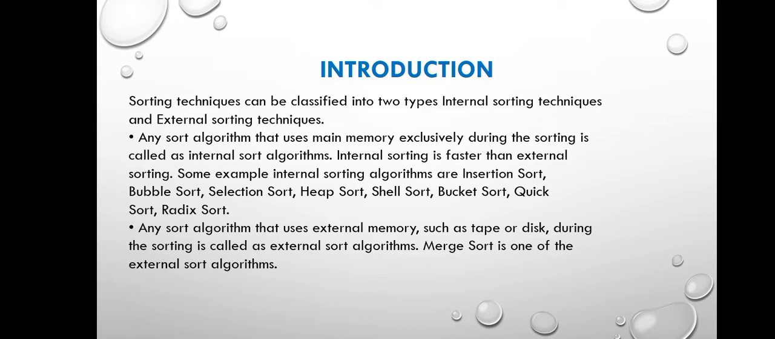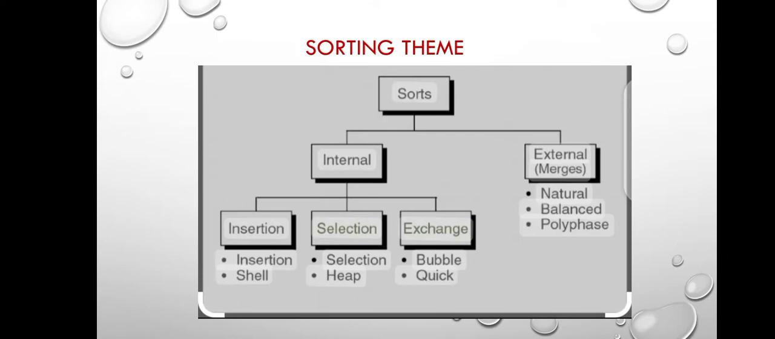Any sorting algorithm that uses external memory such as tape or disk during the sorting is called an external sorting algorithm. Merge sort is one of the external sorting algorithms. These are the sorting schemes.